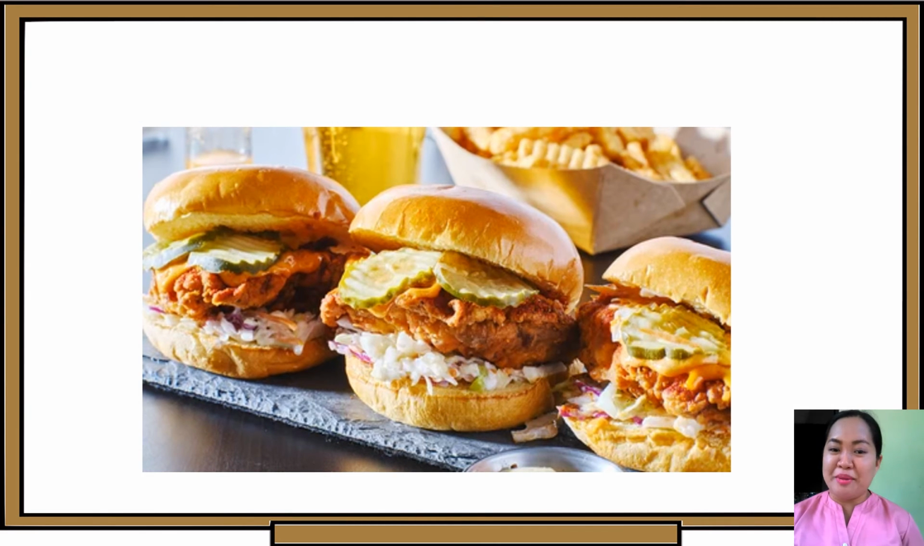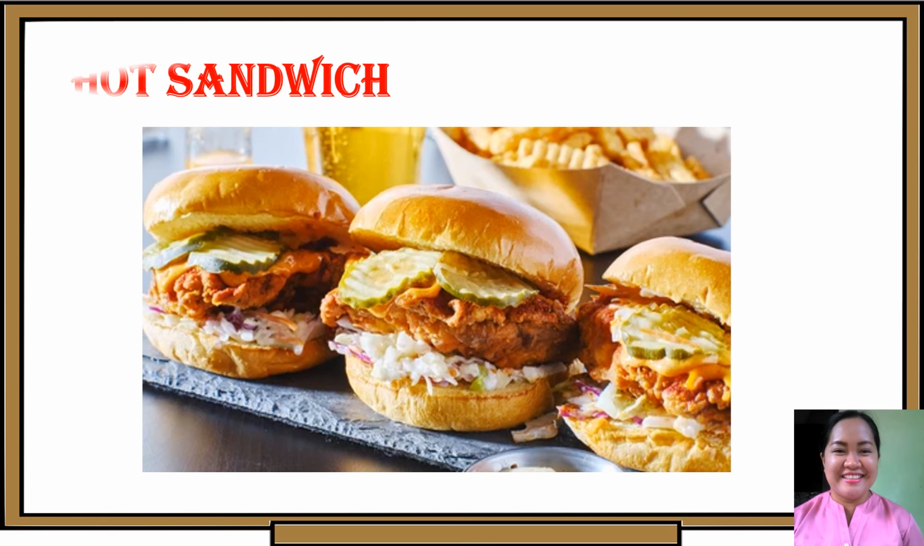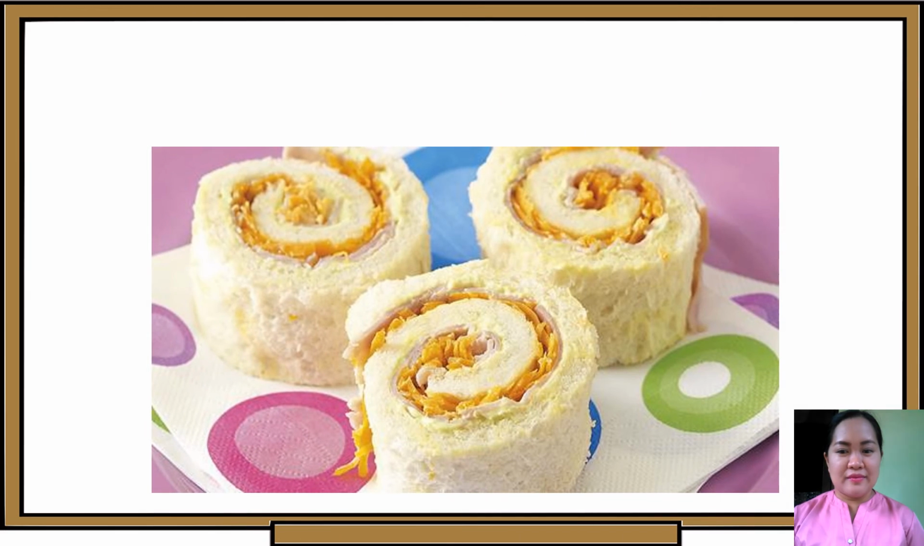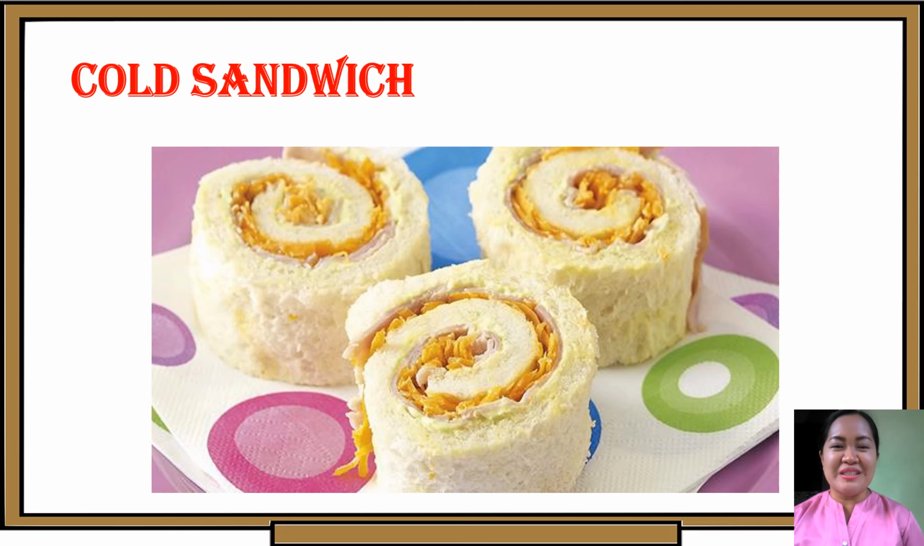How about these yummy burgers? Are these hot or cold sandwich? The correct answer is hot sandwich. The last one is, identify, is it hot or cold sandwich? The correct answer is cold sandwich.